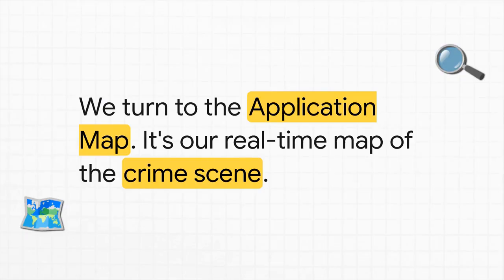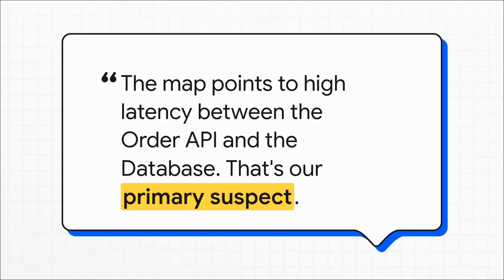So how do we narrow it down from there? Well, we're not just going to start guessing. We pull out our number one investigative tool, the application map in Application Insights. Seriously, you should think of this as a real-time map of the crime scene. It shows us how all our services are talking to each other, and more importantly, how long each of those conversations is taking. And boom, just like that, the map gives us our first massive break in the case. It's not the web app. The map is basically screaming at us with a big glowing red line right between our order API and the inventory database. There's a huge delay right there. We've found our prime suspect.